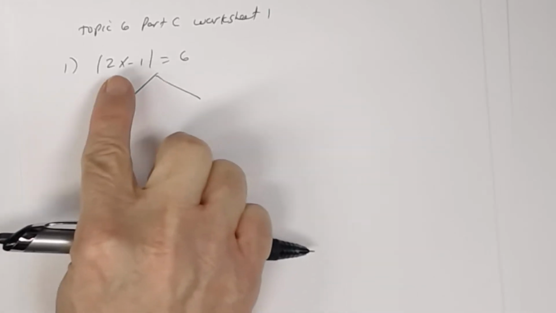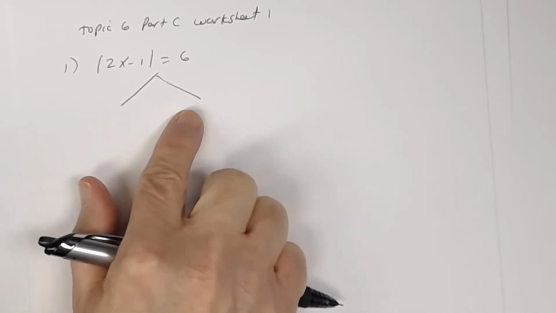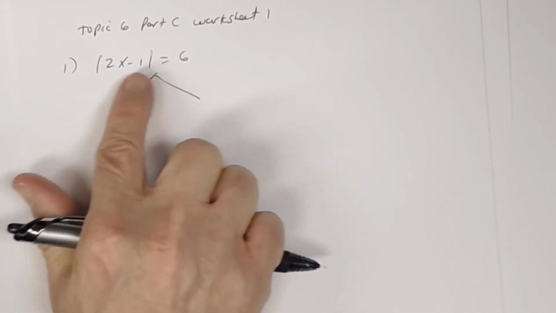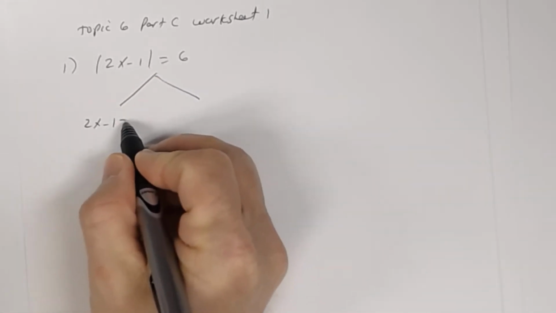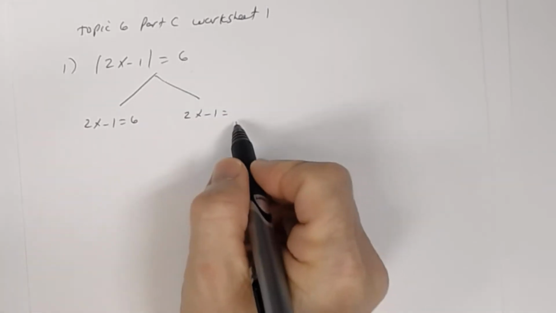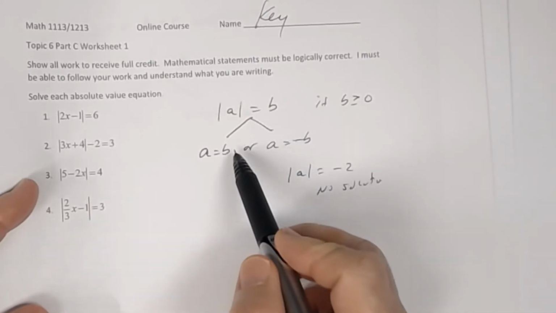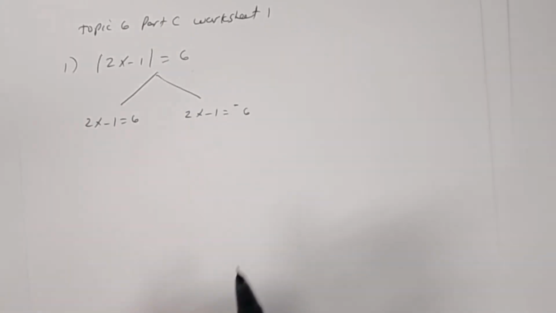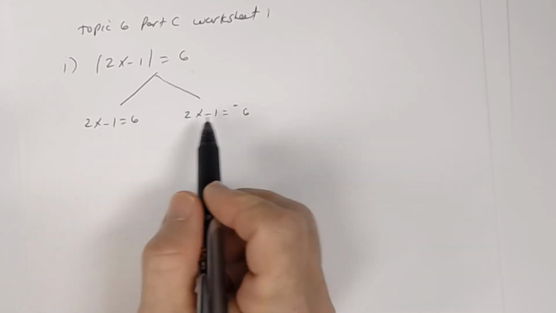Whenever you have an absolute value equation, you're going to rewrite it as two separate equations without absolute value bars. This is a true statement as long as 2x minus 1 equals 6, or 2x minus 1 equals the opposite of 6. Like we did here, B, negative B. If this is B, you'd say B, negative B. If this is 6, you say 6, negative 6. That should be negative 6 here. And then notice I went from an absolute value equation to two linear equations.